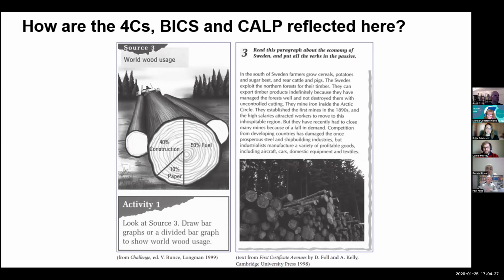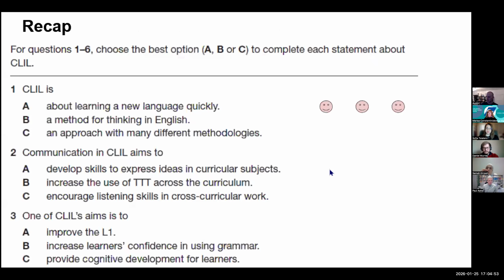Okay. One quick recap. One of the qualifications you might be exploring, if you wanted to delve a bit deeper into CLIL, is the Cambridge TKT certificate. They offer an option to take a certificate exam in CLIL. Here are a few questions from past papers. Shout out what you think might be the answers, and don't worry, it's not an exam.